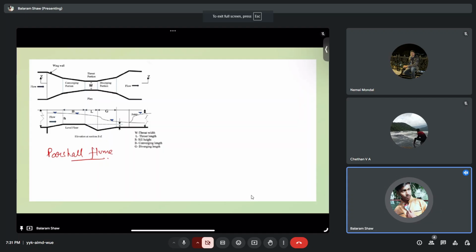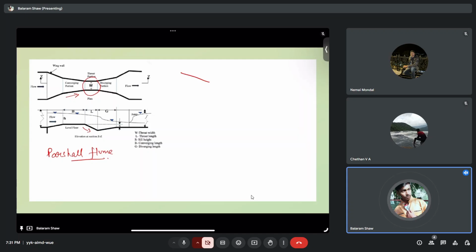Okay, so this is partial flume. You can see there is one converging portion where the slope is leveled. Again, we have one throat portion where we have a downward slope, and then we have a diverging portion. So this is one of the partial flumes.